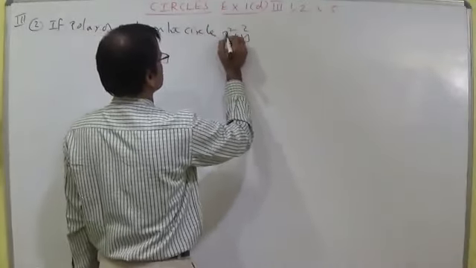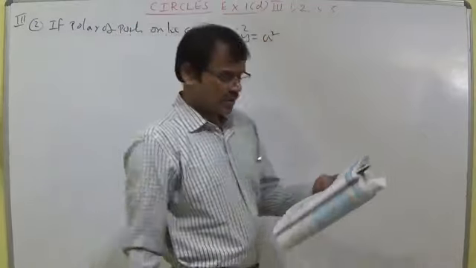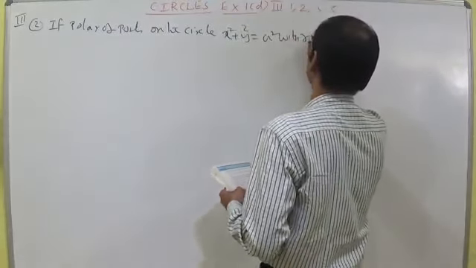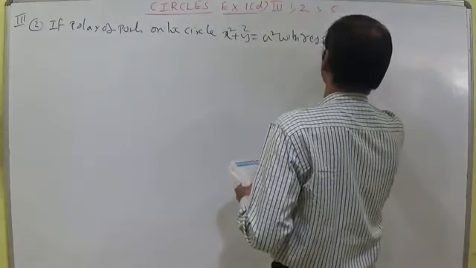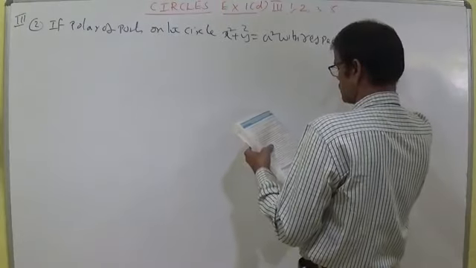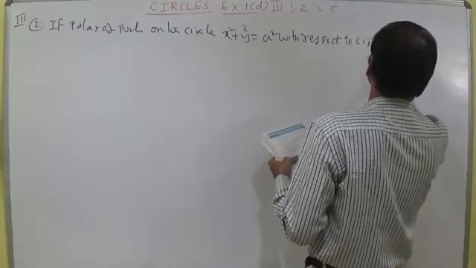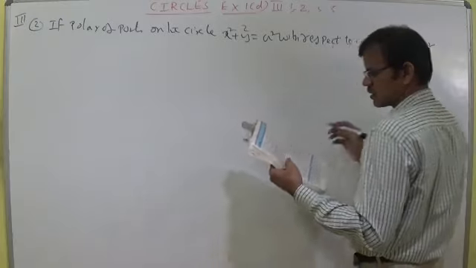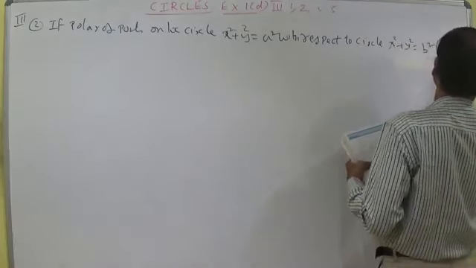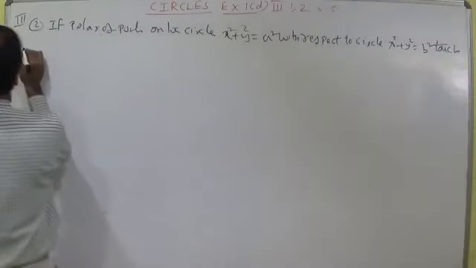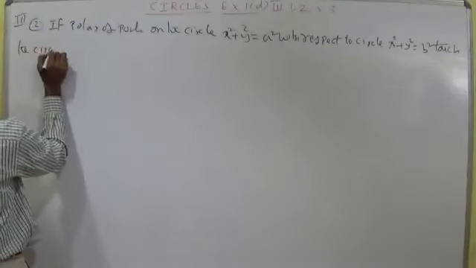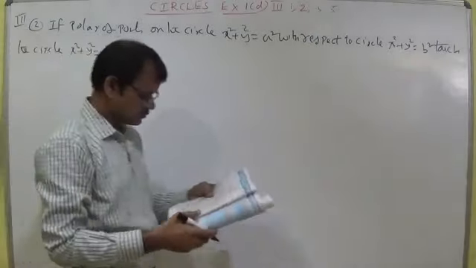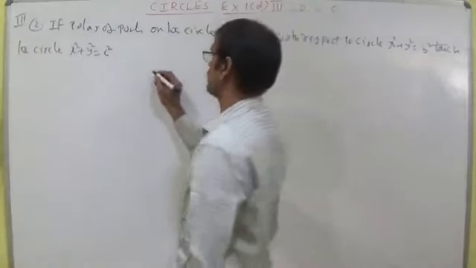Polar of points on the circle x square plus y square is equal to a square, with respect to the circle x square plus y square is equal to b square, touches the circle x square plus y square is equal to c square. Then prove that A, B, C are in geometrical progression.